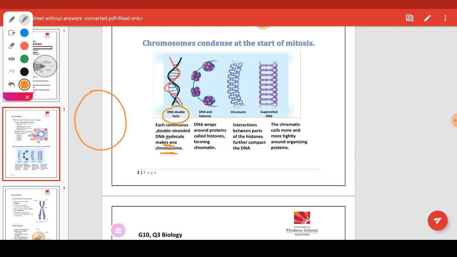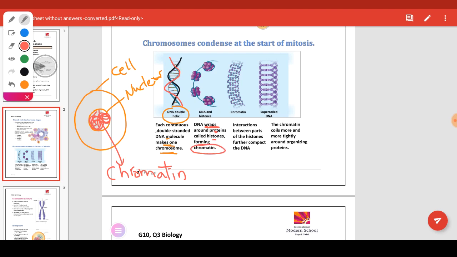This is a cell. The cell contains a nucleus. This is the nucleus. Inside the nucleus, you can see this spaghetti-like shape, which is named chromatin. How is this chromatin formed? The DNA, the genetic material, wraps around a protein called histones, forming the chromatin.